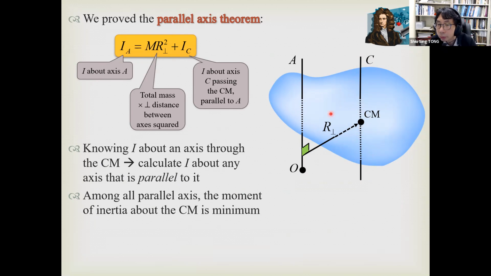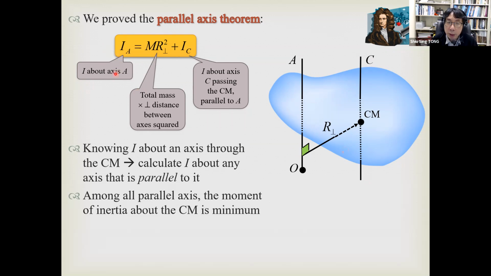You have two parallel axes, and one of the axes passes through the center of mass of the body. So what we are going to find is a relationship between the moment of inertia about axis A and the moment of inertia about axis C. So we are going to find the relationship between IA and IC. And it turns out that they are related in a very simple way.